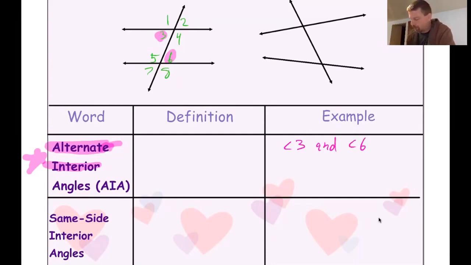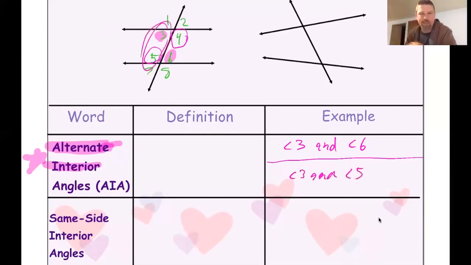There's another pair of alternate interior angles, would be 4 and 5. Those are both on the inside as well, and inside the parallel lines. So they're all alternate interior, but they occur in pairs, right? I can't say angle 3 and angle 5 because those are on the same side here. I don't want ones on the same side. I want the ones on alternate sides.